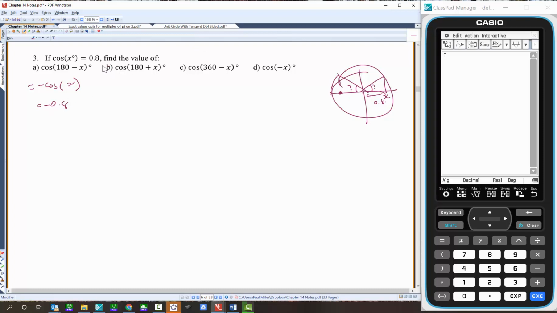Negative 0.8. 180 plus x. So we're going 180 and x more. That means that it's going to be negative, okay, and by symmetry it's going to be exactly the same value. So this one here will be negative cosine of x as well, which is negative 0.8.